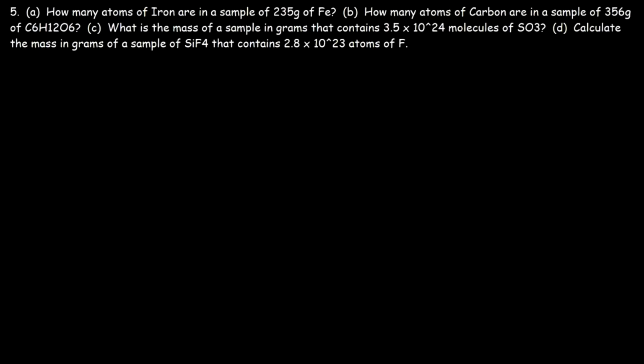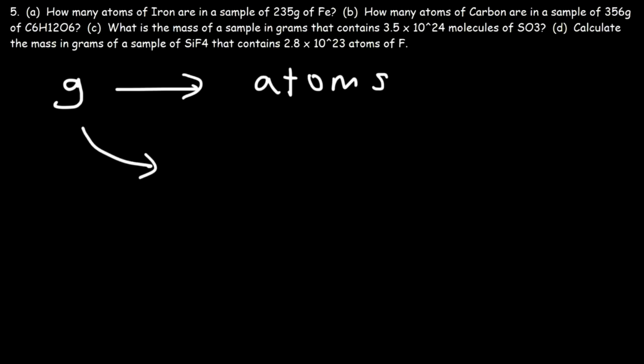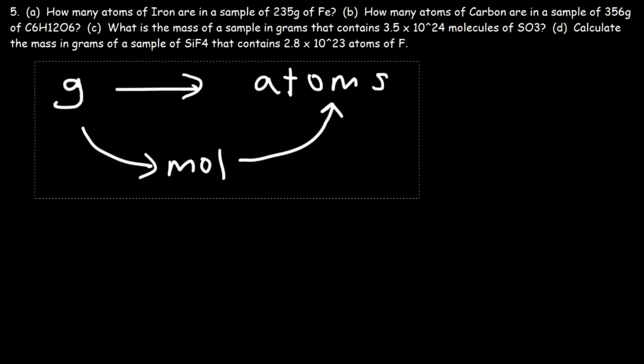Now let's consider number 5. How many atoms of iron are in a sample of 235 grams of Fe? So in this problem, we need to convert from grams to atoms, but we can't do so directly. What we need to do is convert from grams to moles. We know how to do that using the molar mass. And then once we have the number of moles, we could use Avogadro's number to convert to atoms. So this is a multi-step process.